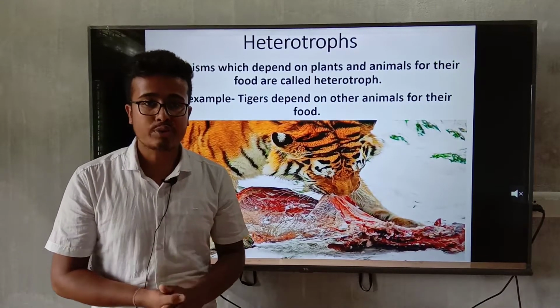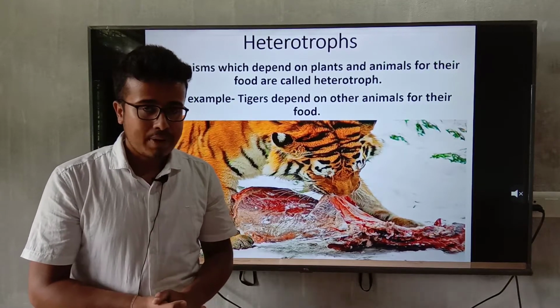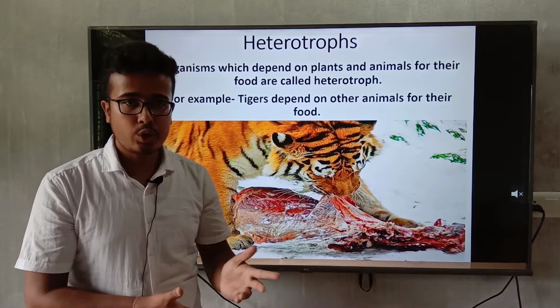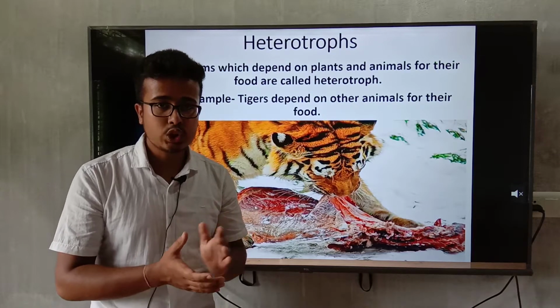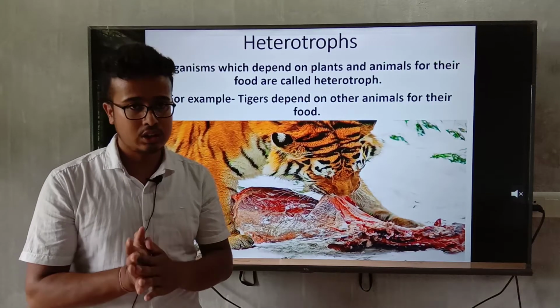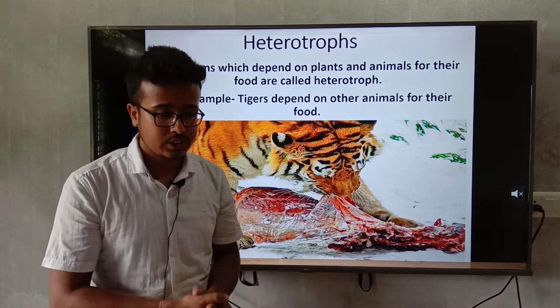So autotrophs means plants which make their own food, and heterotrophs means those organisms which depend on others. That is called heterotrophs, isn't it?